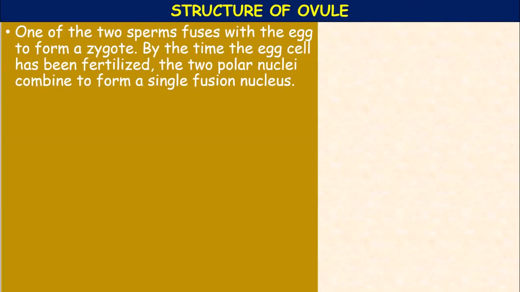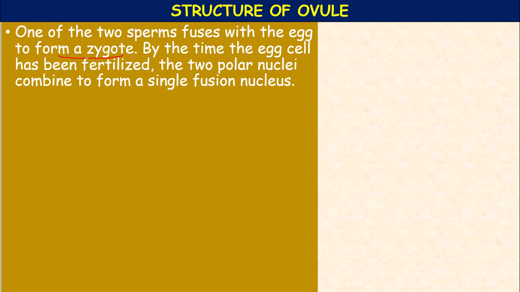Now, what happens? One of the 2 sperms fuses with the egg, the zygote. That is fertilization. One of the male nuclei fuses with the egg nucleus or female nucleus to form a zygote.